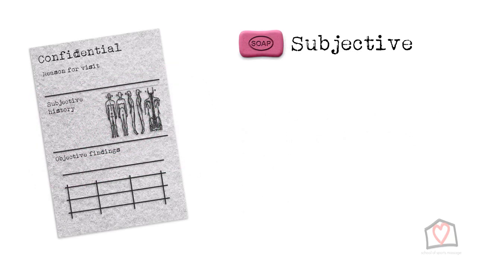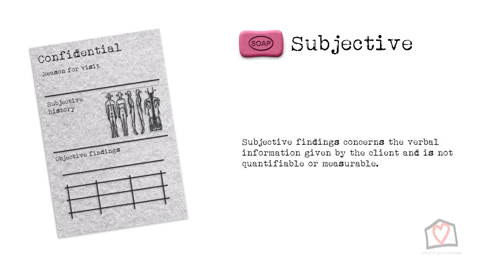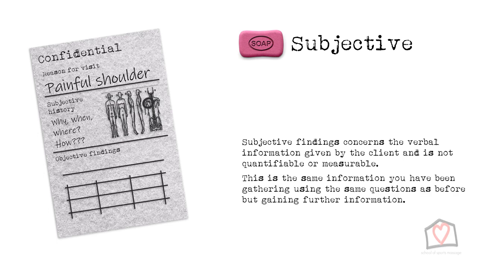Let's look at each of these in some more detail, starting with the subjective information. This is verbal information you gather. This is what your client tells you and can't be measured. This is exactly the same information you have already been gathering, and you will be using the same sort of questions you did before, but now you need to start developing them to gain further information.